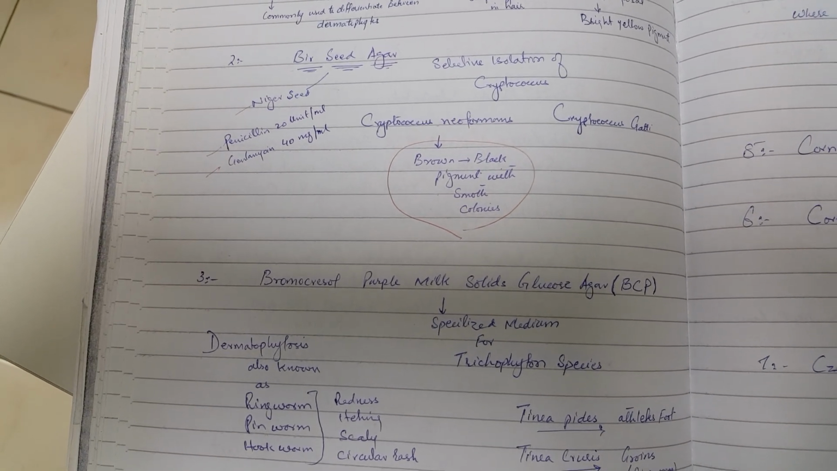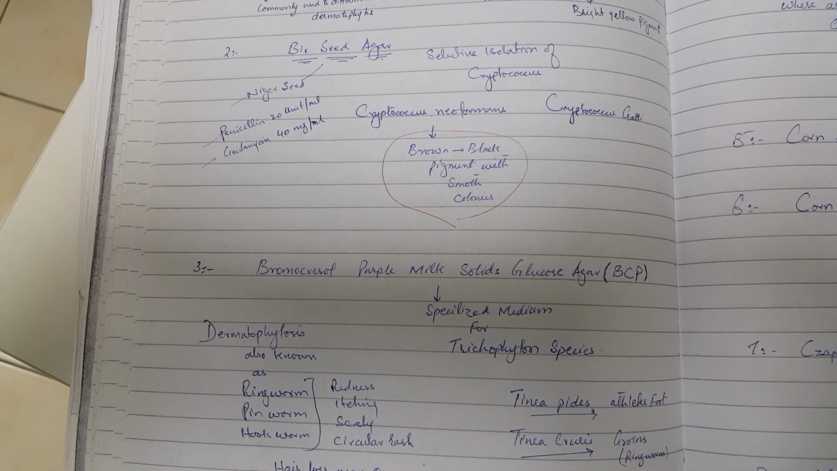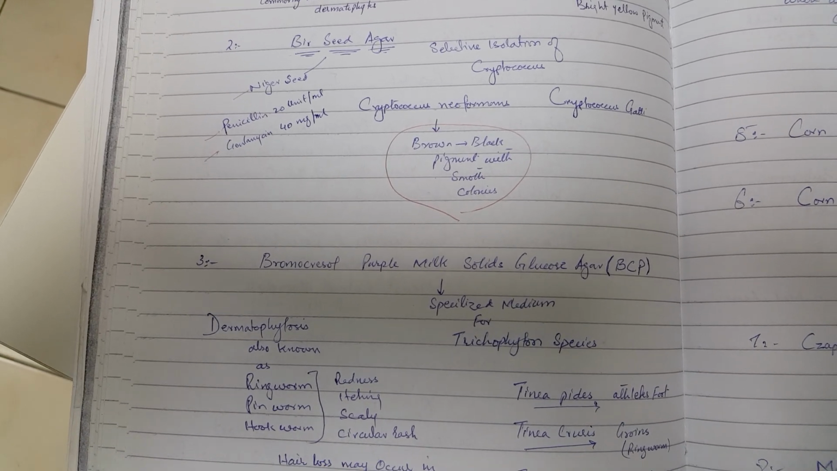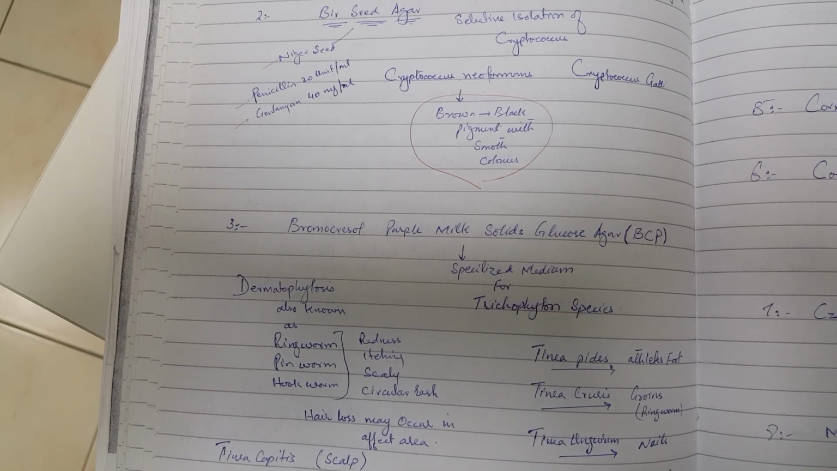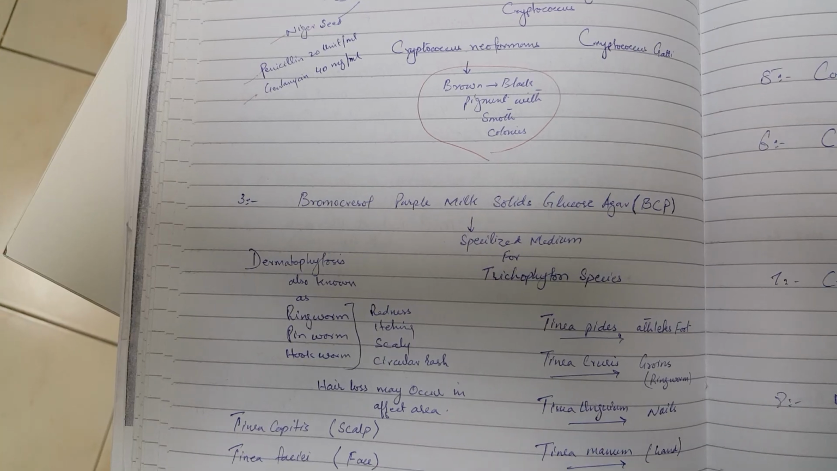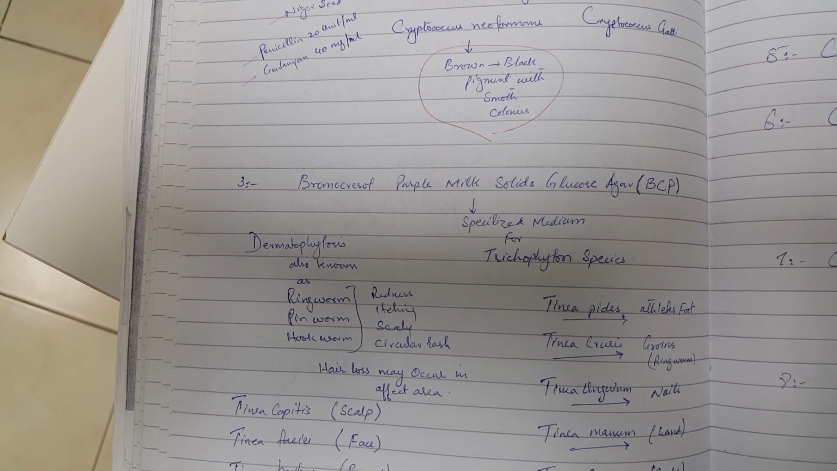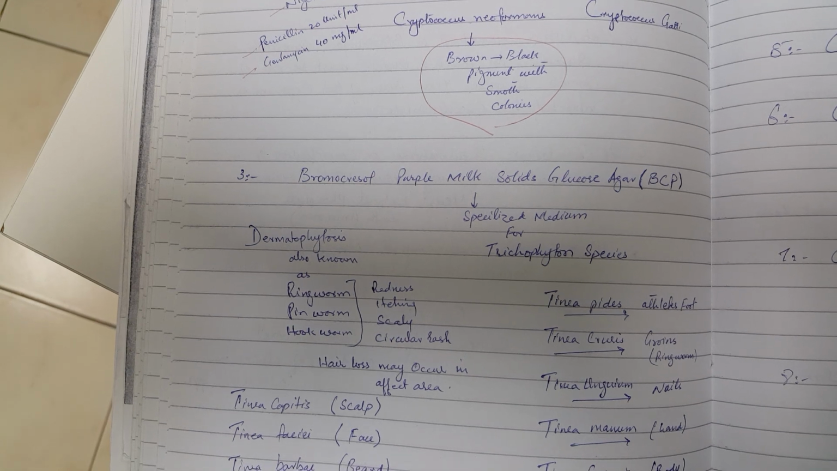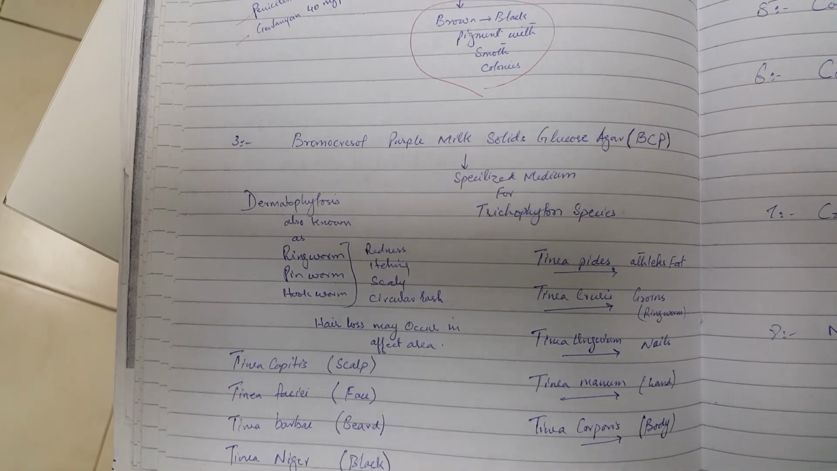Bromocresol purple milk solids glucose agar is a specialized medium for the Trichophyton species. Trichophyton species are known for dermatophytosis, and they are also known as ringworm. Redness, itching, scaly, circular rashes and hair loss may occur in the affected area.